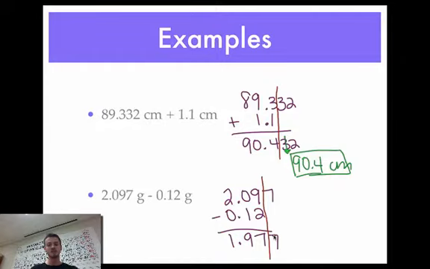So I'm going to look at my 7. 7 is greater than 5, so that means my answer is going to round up. If I round up, then I'm adding 1 to the last significant digit, and my answer would be 1.98 grams. That is the end of the mathematical procedures with addition and subtraction video. The next video in the series will be mathematical procedures with multiplication and division. So let's get going on that.